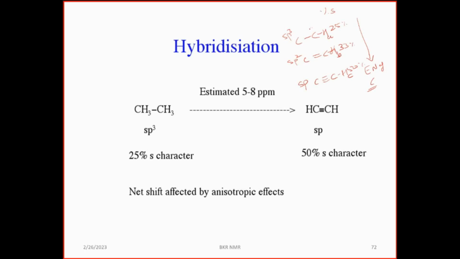So this carbon has sp3 hybridization. This carbon has sp2 hybridization. This carbon has sp hybridization. If you have a higher percentage of S character, more S character, what happens? It is more electron, what? More S character means it is more electron withdrawing.